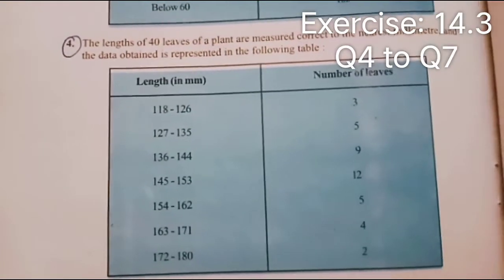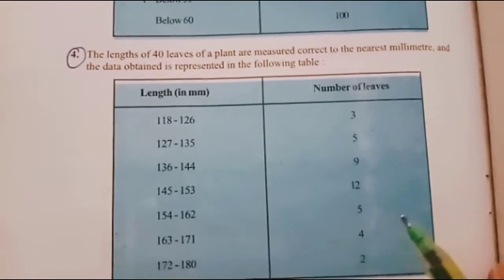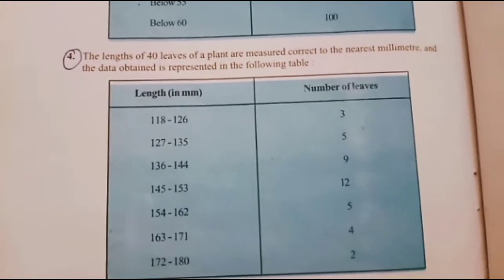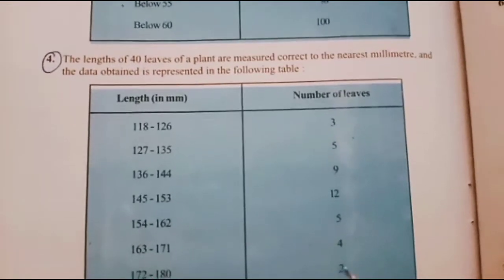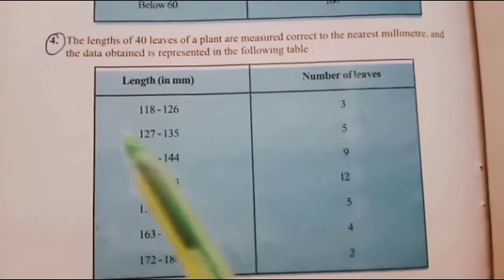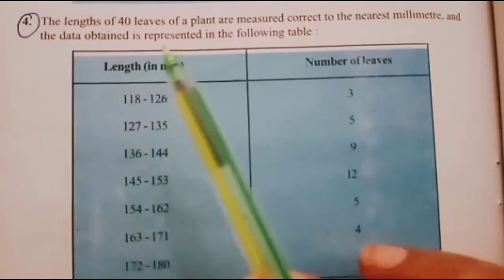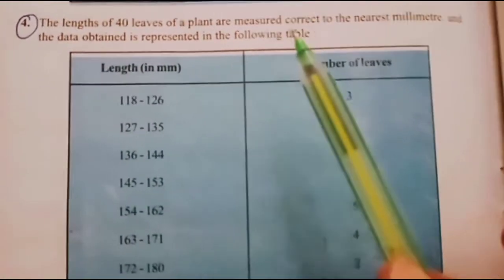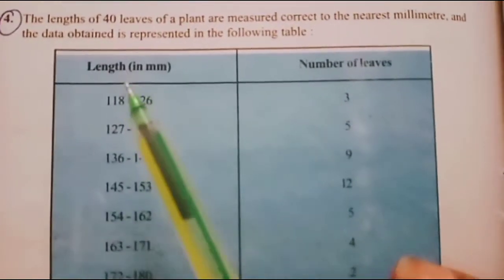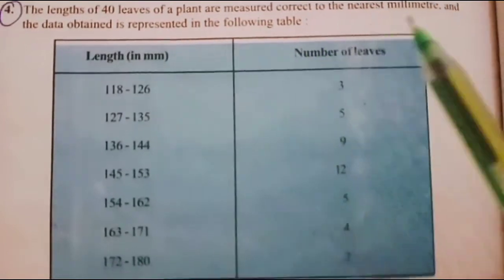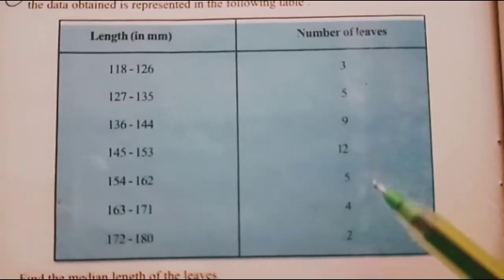Namaste everyone. Till now we completed exercise 14.3 question numbers 1 to 3, which were about the concept of median. Now let us continue the same exercise 14.3 with question number 4. Given the lengths of 40 leaves of a plant, measured correct to the nearest millimeter, the data obtained is represented in the following table. You can see this is length in mm and these are the number of leaves.